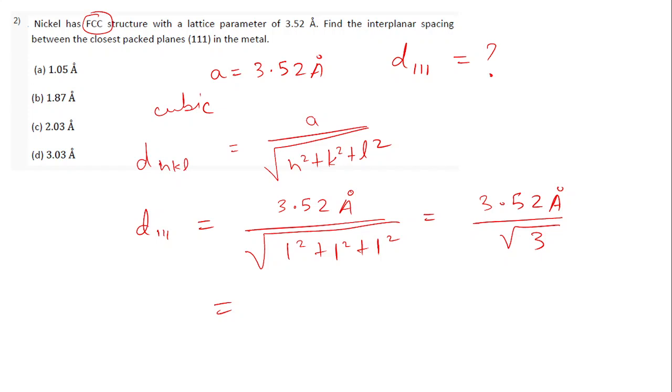3.52 divided by root 3. It's 2.03227 angstrom. The options available here which match closely with our answer is option C. 2.03 angstrom is the interplanar spacing between 111 plane.